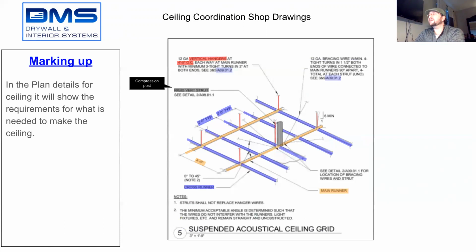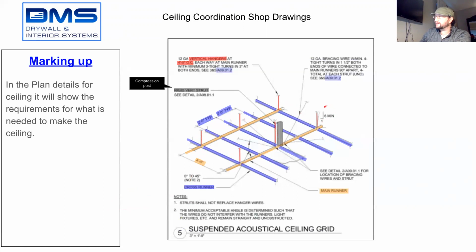Then in the upper left-hand corner, you'll see in red, it says 12 gauge vertical hangers at 4 foot on center, each way at main runners with a minimum of 3 tight turns in 3 inches at both ends. And you can see additional details to see what they're talking about with the wires. So the wires are a little bit skinny, but you can see them pointing out up here, here, here, here. So every 4 feet, they have a wire.